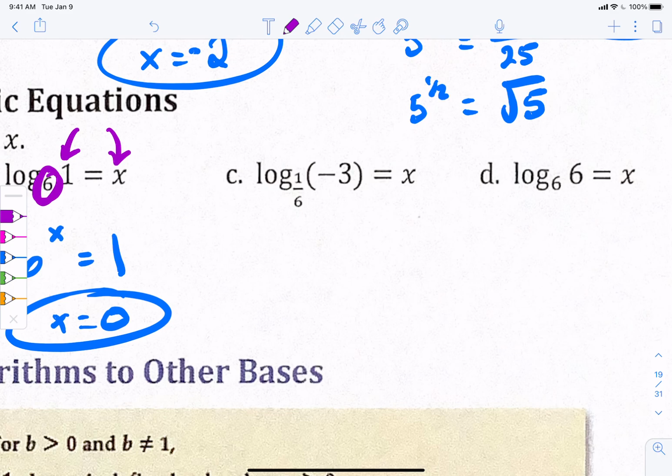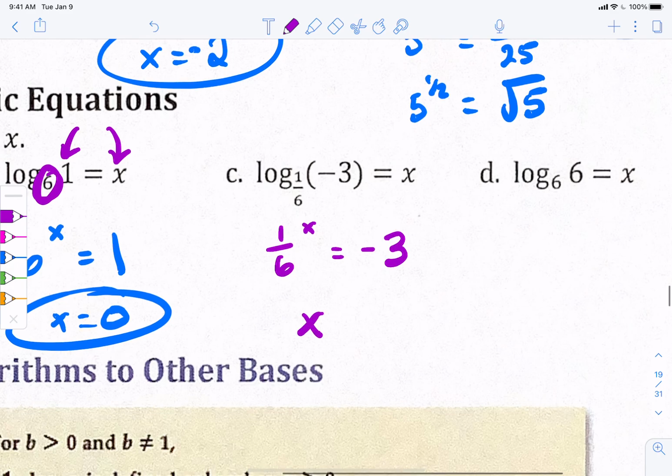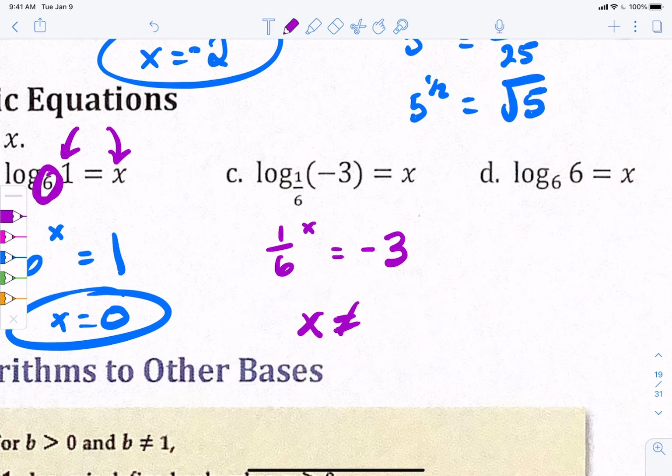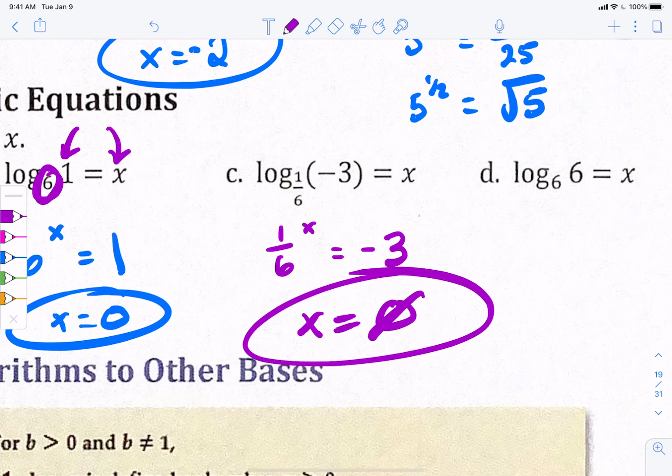All right, next one. C. Oh, boy. (1/6) to the x power equals -3. Okay? Now, we're sitting here like, how do you go from 6 to 3? But it's a -3, so we don't really care anyway. You can't get a -3, right? So, no solutions. We don't even care that 6 and 3 are a hard combination to do, right? Okay? X is equal to no solutions, or you can just put no solutions. You can't get -3.